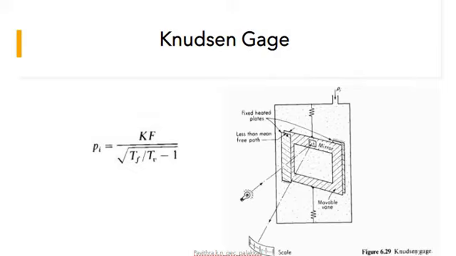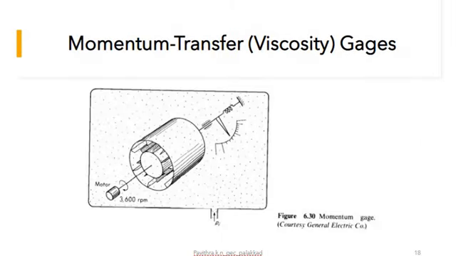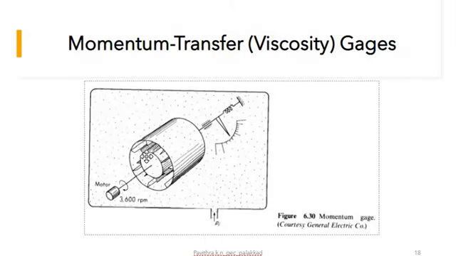So the next lower pressure measurement technique is the momentum gauge. In this case, for pressures less than about 10 raised to minus 2 torr, the kinetic theory of gases says that the viscosity of a gas will be directly proportional to the pressure at such levels, that is, less than 10 raised to minus 2 torr.